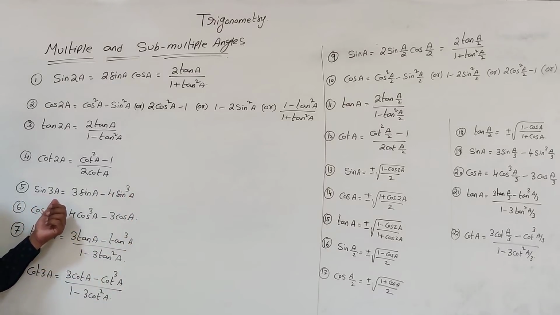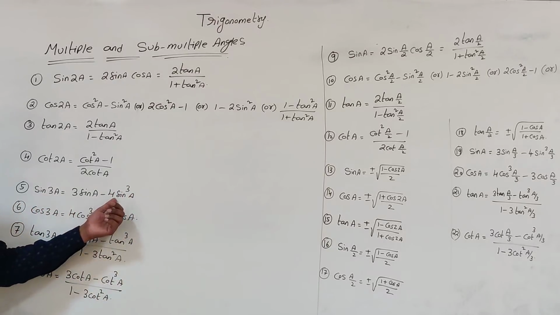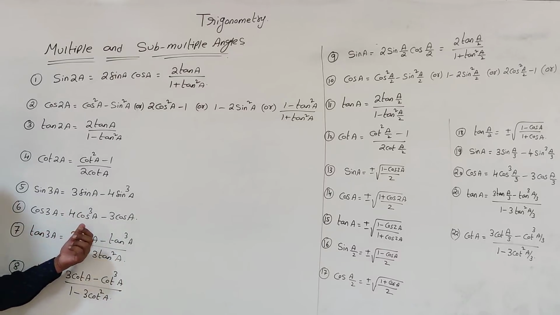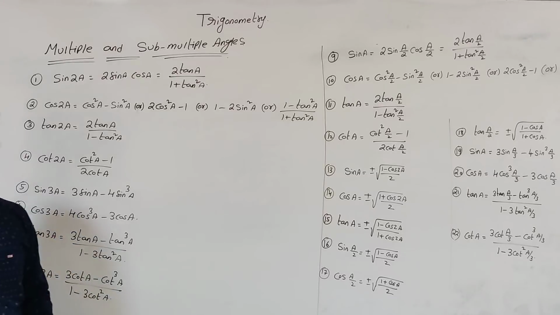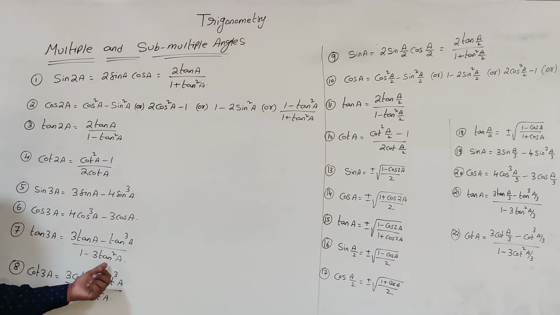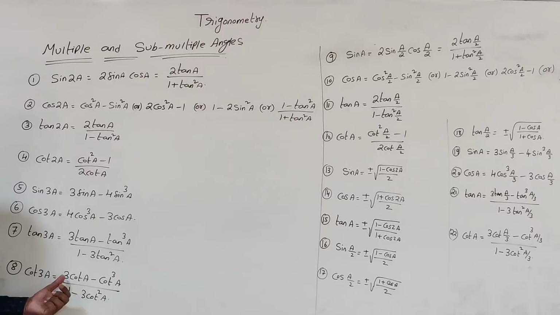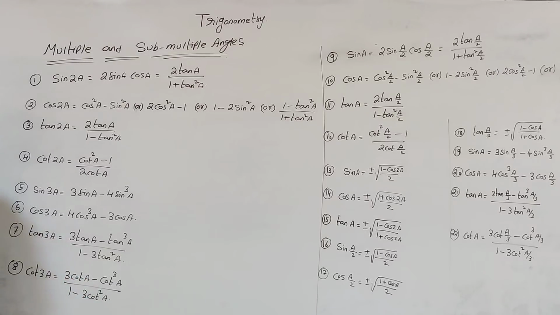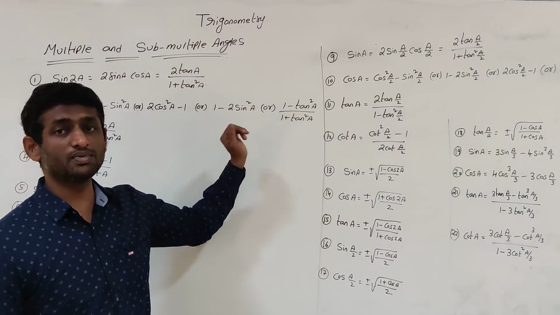Sin 3A is 3 sin A minus 4 sin cube A. Cos 3A is 4 cos cube A minus 3 cos A. Tan 3A is 3 tan A minus tan cube A by 1 minus 3 tan square A. Cot 3A is 3 cot A minus cot cube A by 1 minus 3 cot square A. And we have seen the submultiple angles.